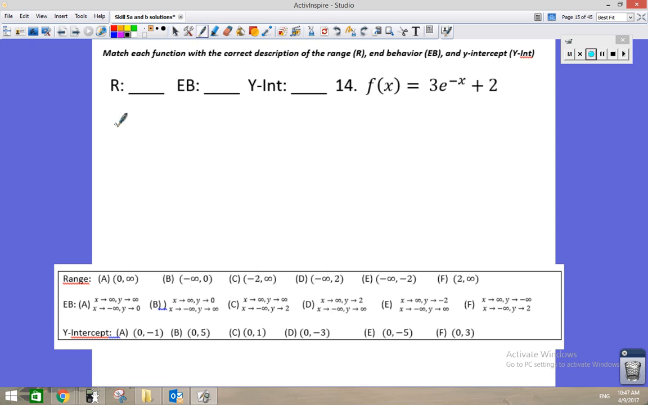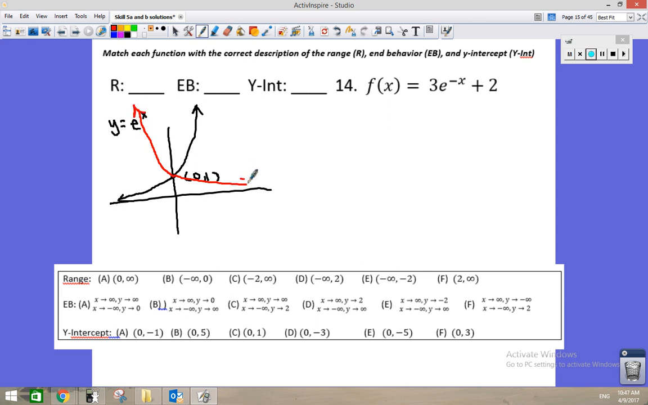So if you start out thinking about what the graph of e to the x looks like, since that base is bigger than 1, you have a graph that's looking like this. It's increasing pretty rapidly, and it's going through the point (0, 1). So when you have this first transformation, this negative sign, that's a reflection across the y-axis. And so now our graph is in red here, and that's e to the negative x.